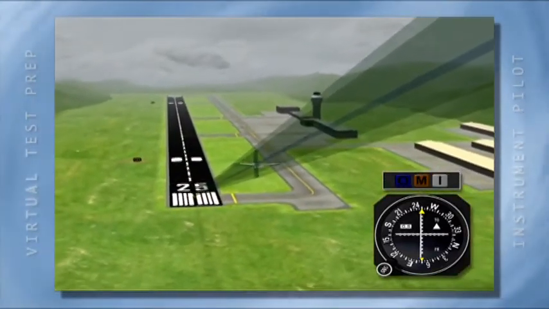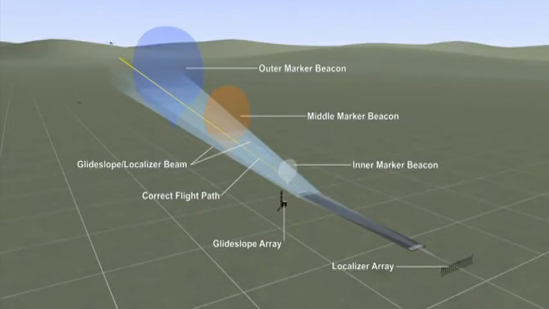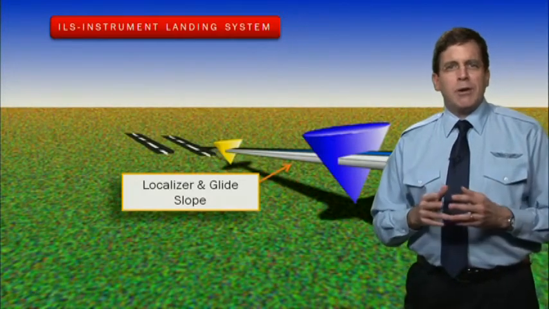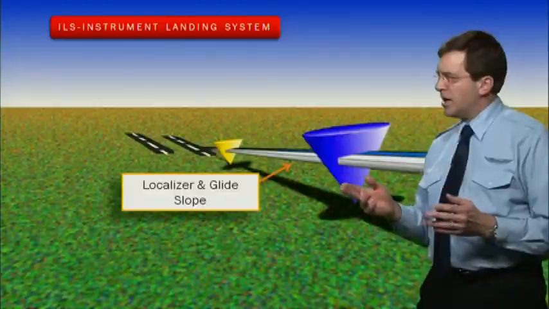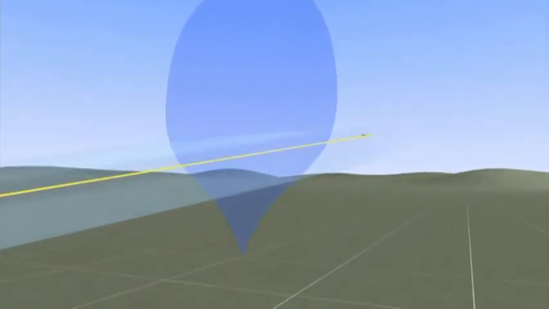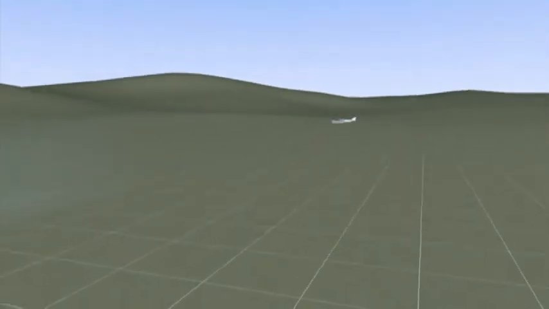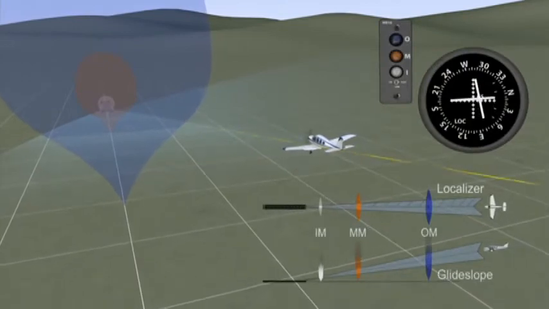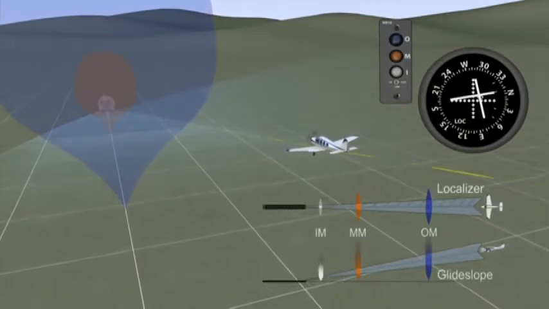Now, here is the localizer and the glide slope. Fixed distance markers are part of the ILS, and they're called marker beacons. Marker beacons provide range or distance information to the runway threshold. Your ILS approach plate states exactly how far each marker is from the runway, so when you cross a marker, you know exactly where you are on the ILS path.